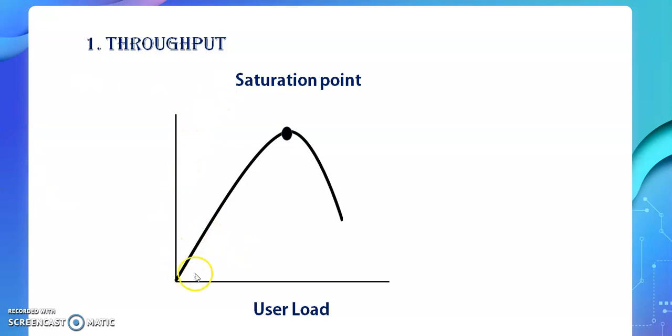This diagram is a simple graph that explains the throughput of a performance testing. This is user load, and when the user load increases, the throughput also increases. At one stage, the throughput reaches a saturation point. When we increase the workload further, the throughput gets reduced or declined.